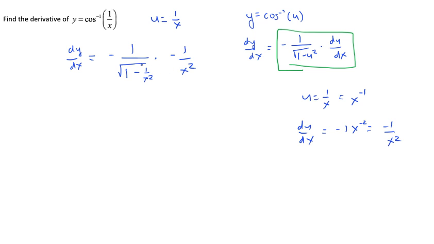Now, of course, this is in the radical. This is not, so we cannot combine these, but we can put this into one fraction. The negative signs will cancel out, so we can get the final answer here of 1 over x squared times radical 1 minus 1 over x squared in the radical, and this is going to be our derivative.